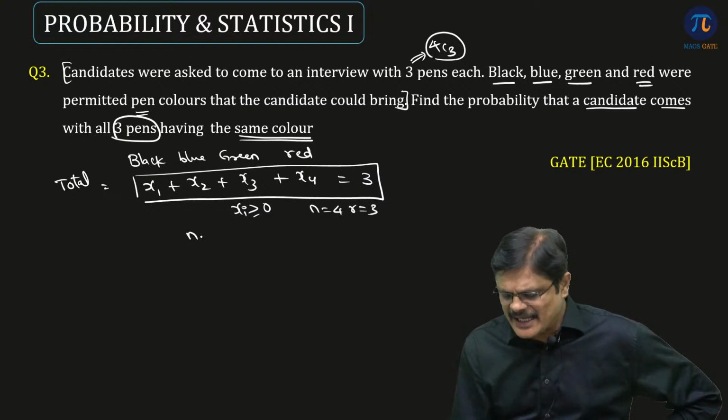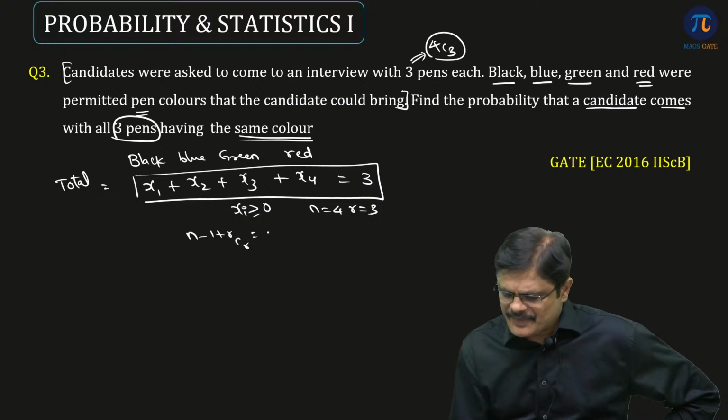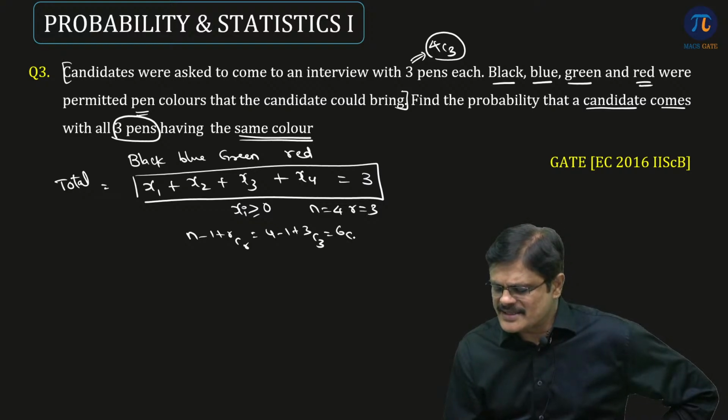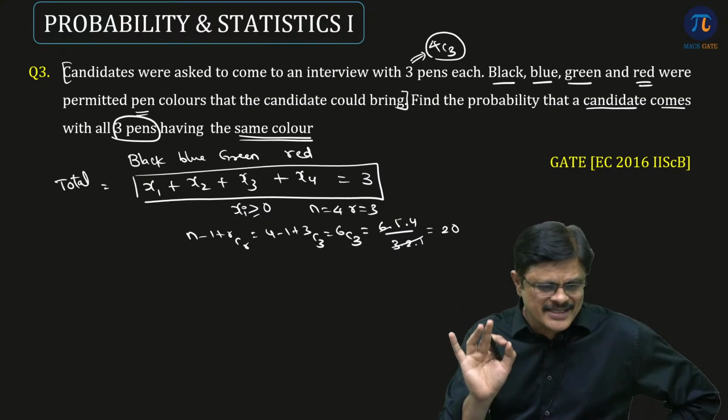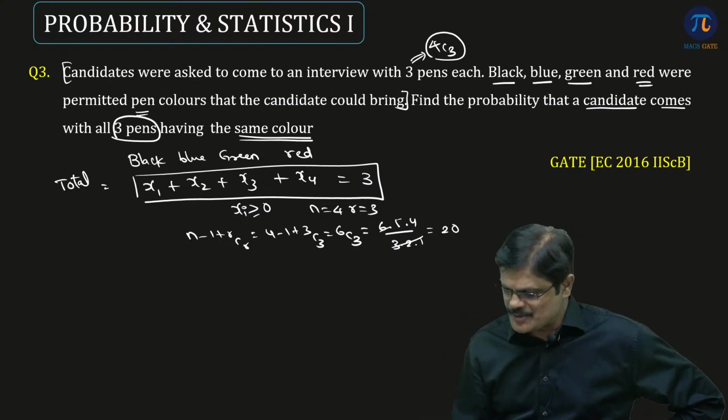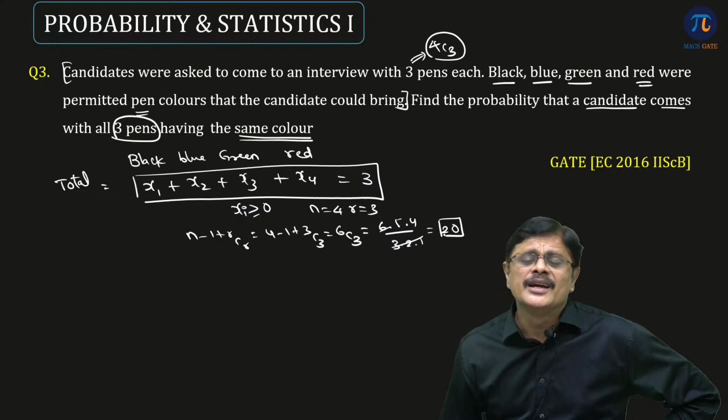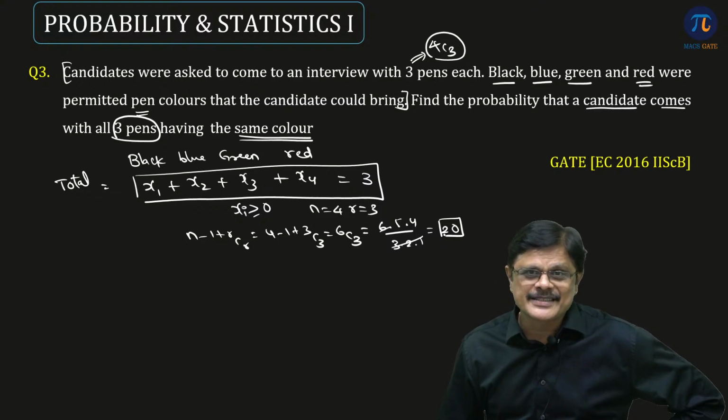What is the answer for this? It is (n minus 1 plus r) C r, that is (4 minus 1 plus 3) C 3, which is nothing but 6C3. That is 6 into 5 into 4, the 3 factorial cancels, and one more 3 factorial remains. That is nothing but 20. So we have 20 total possibilities.